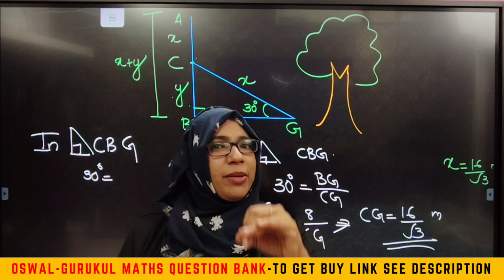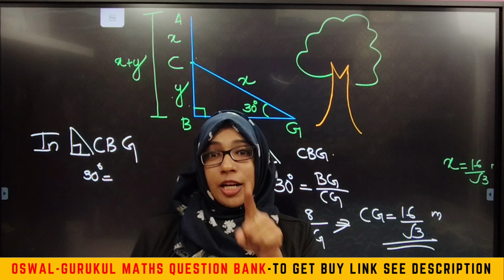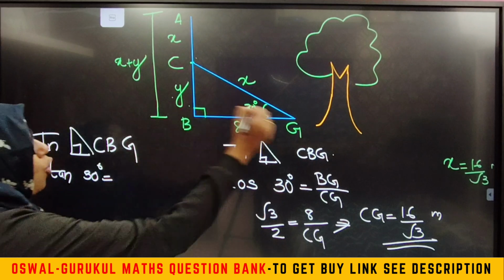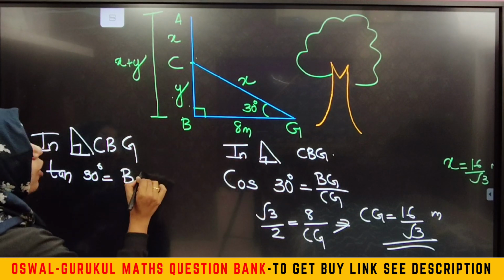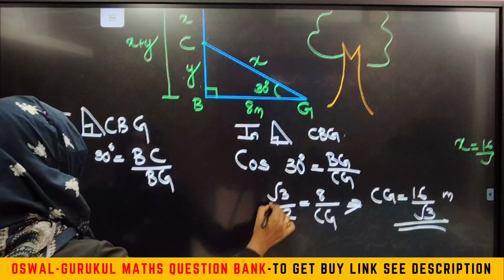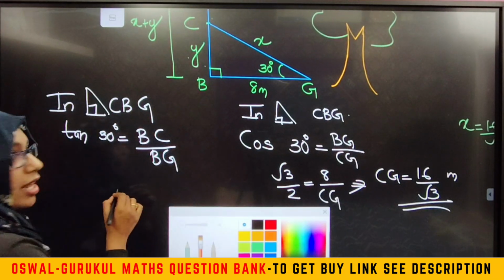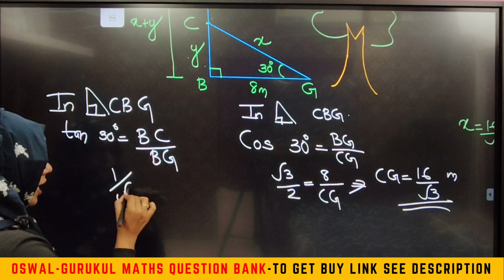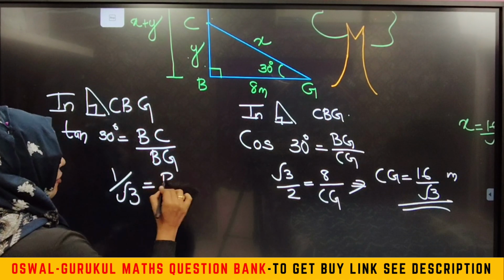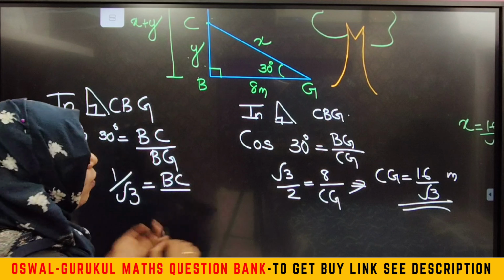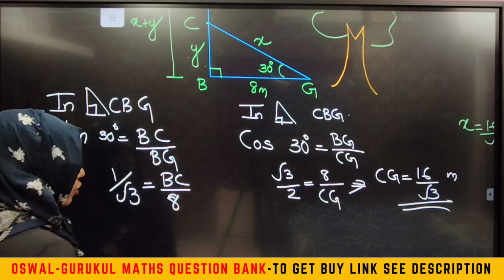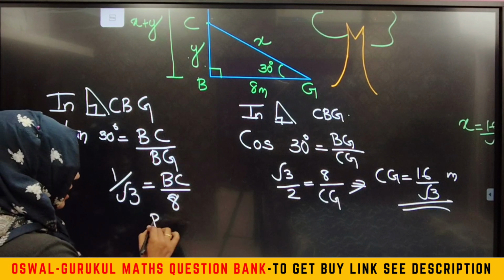So opposite side divided by adjacent side is given by the trigonometric ratio tan. Okay, so I am taking tan. Tan 30, opposite side is BC, divided by adjacent side is BG. Okay, BC divided by BG. So what is the value of tan 30? It is 1 by root 3. And what is the value of BC? I don't know, that I have to find. Okay, BC divided by, what is the value of BG? Okay, BG is 8. So I will get the value of BC.